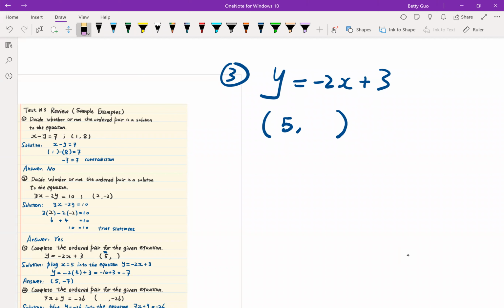You know this point is on the line. Well, this ordered pair is a solution of the equation. You know the x coordinate is 5. You need to find the corresponding y coordinate. How do you do that?